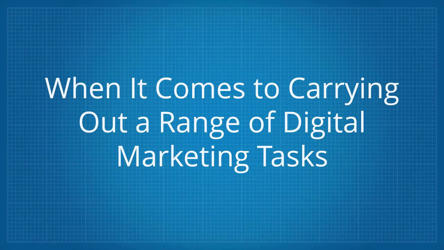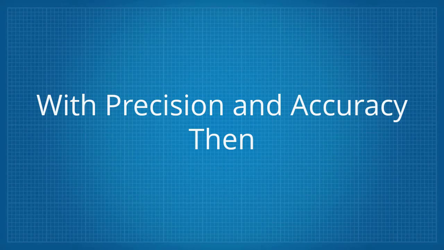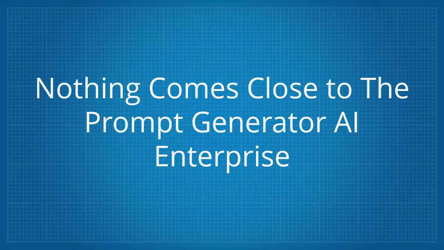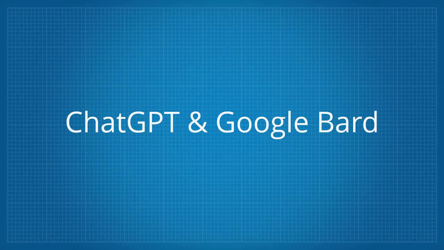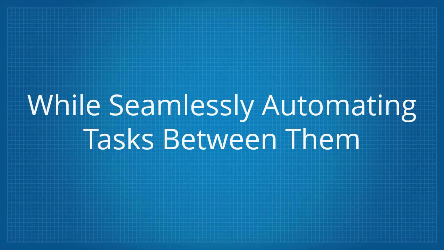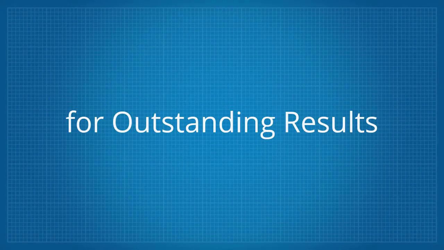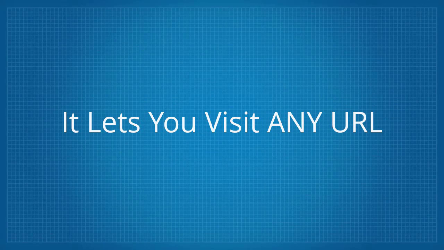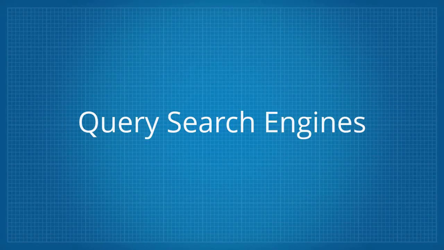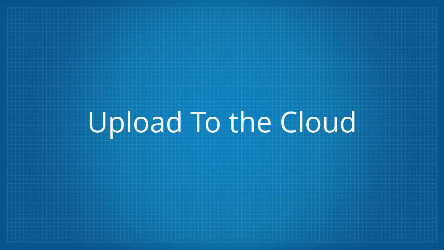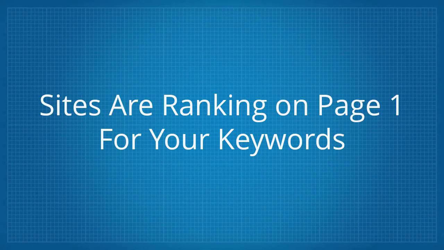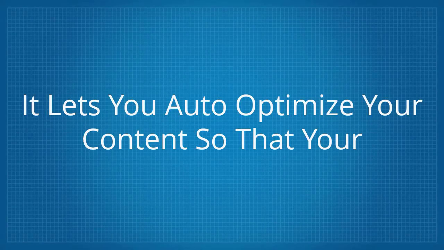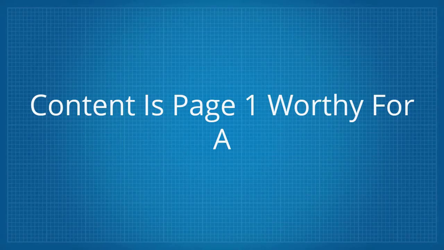When it comes to carrying out a range of digital marketing tasks with precision and accuracy, then nothing comes close to the Prompt Generator AI Enterprise. It's powered by two industry-leading AI engines, ChatGPT and Google Bard, while seamlessly automating tasks between them for outstanding results. It lets you visit any URL, query search engines, extract data, and upload to the cloud. It gives you X-ray vision and lets you see the secrets to why sites are ranking on page one for your keywords.